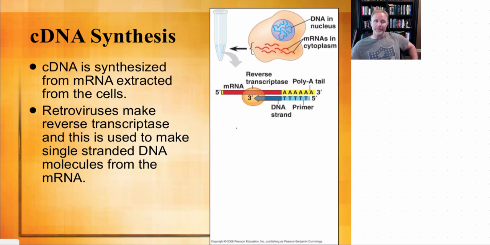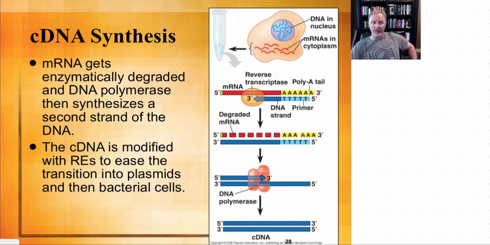What they do with this particular thing is take the messenger RNA and treat it with reverse transcriptase, and that's going to, as you see right here, synthesize a single strand of the DNA. Then from that single strand of DNA, you can add DNA polymerase to the mix, and the DNA polymerase will synthesize the complementary strand back the other way, and the messenger RNA will get broken down by a variety of enzymes.